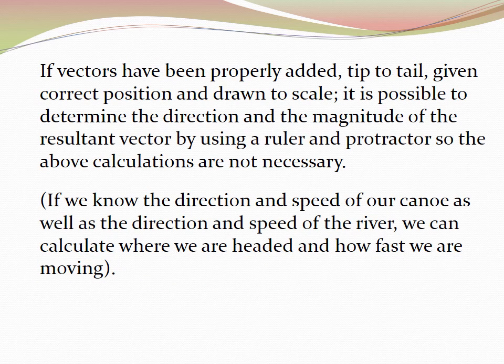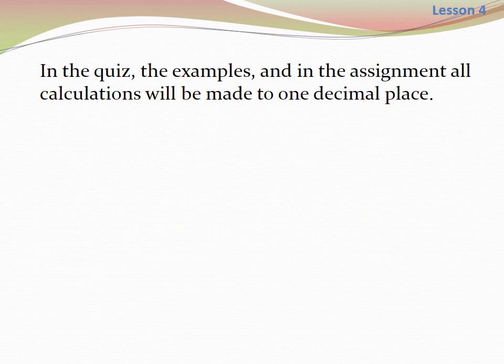If vectors have been properly added tip to tail, given correct position and drawn to scale, it is possible to determine the direction and the magnitude of the resultant vector by using a ruler and a protractor, so the above calculations are not necessary. If we know the direction and speed of our canoe, as well as the direction and speed of the river, we can calculate where we are headed and how fast we are moving. In the quiz, the examples, and in the assignment, all calculations will be made to one decimal place.